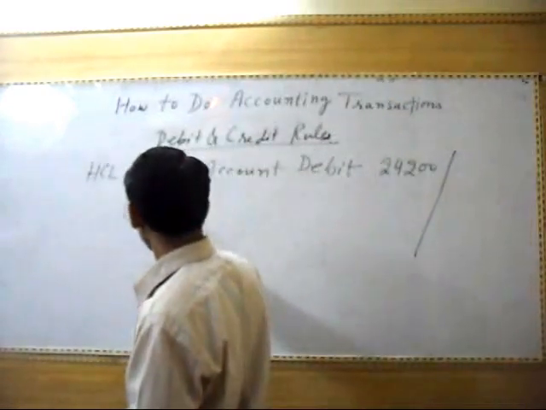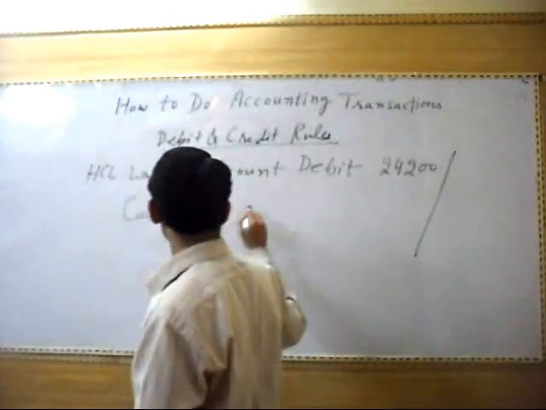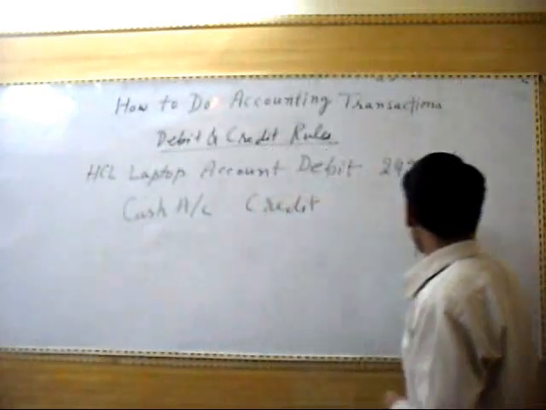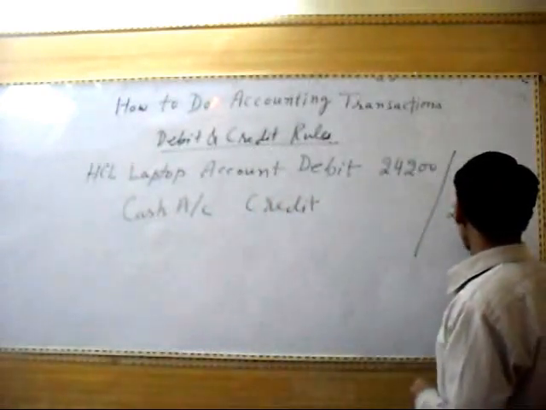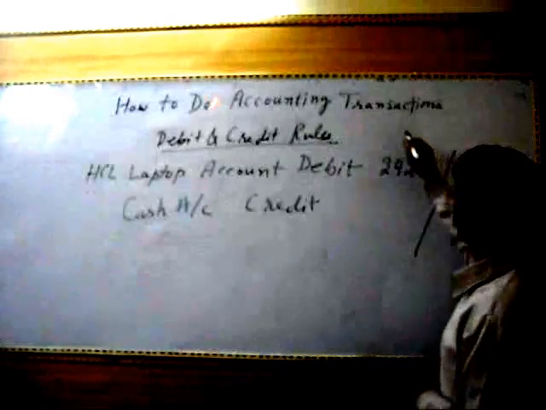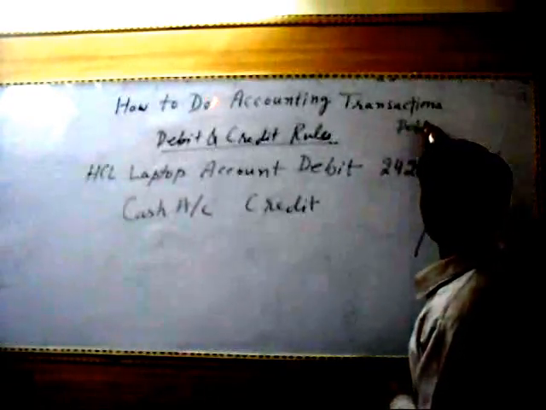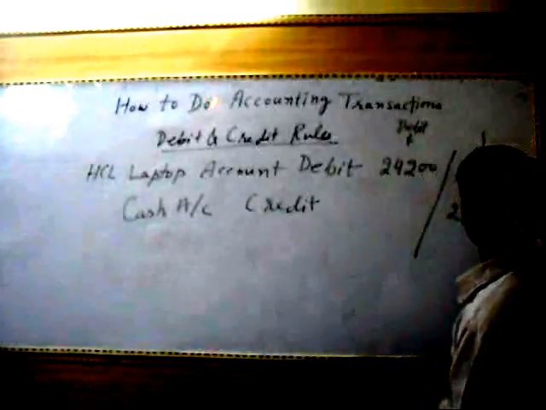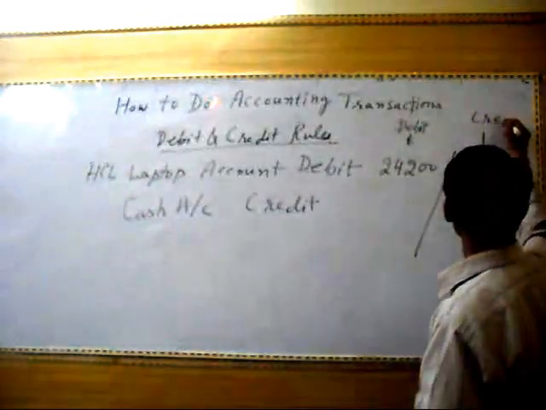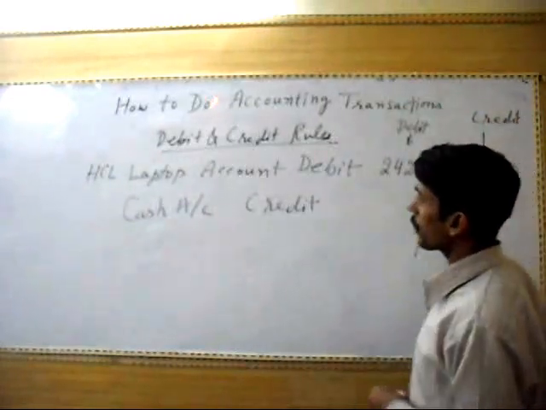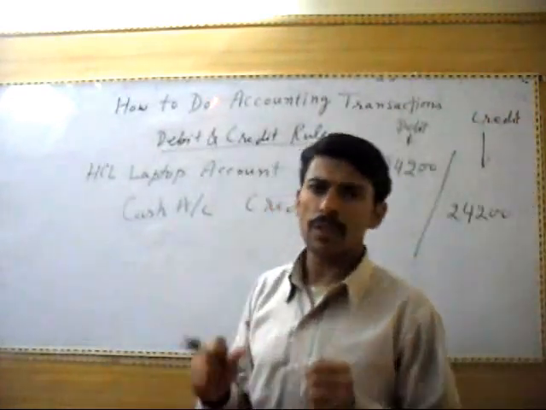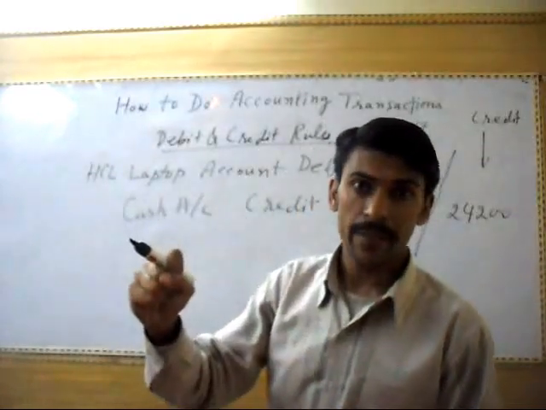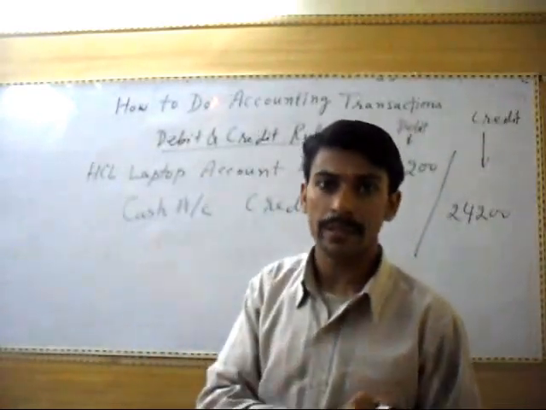Cash account credit, 24,200. This is debit side, and this is credit side. So one account will be debit. You must remember, one account will be debit and one account will be credit.